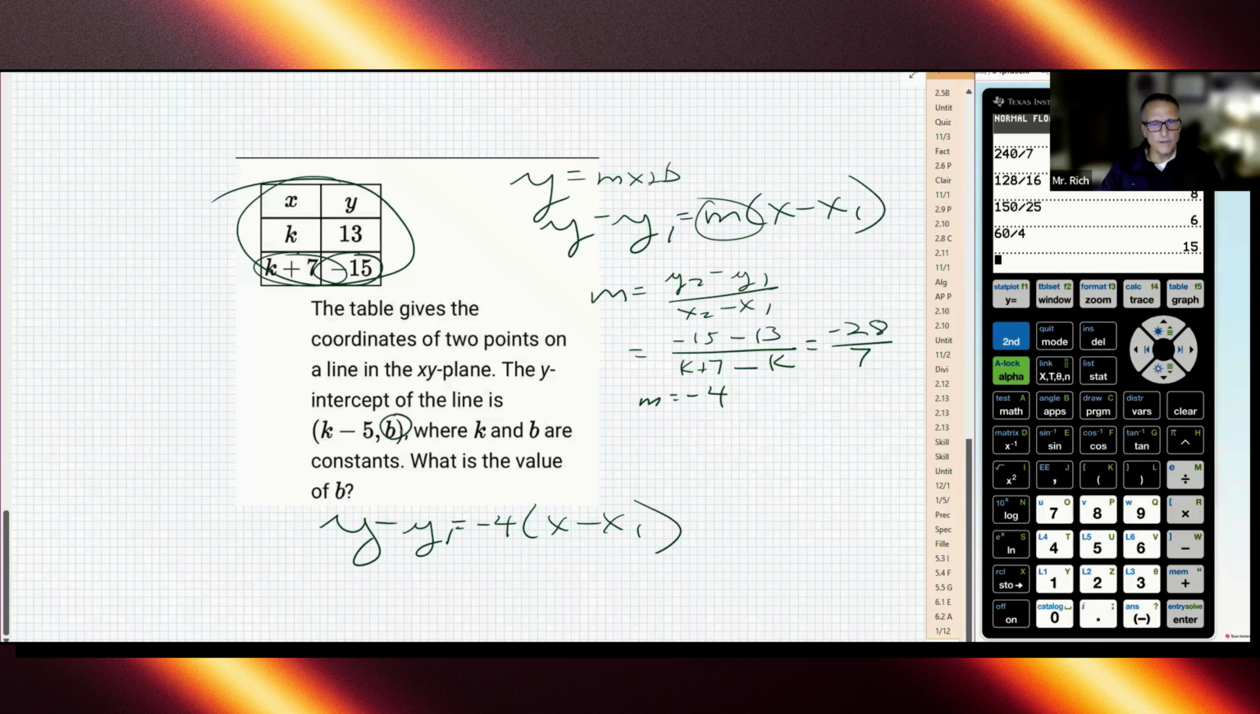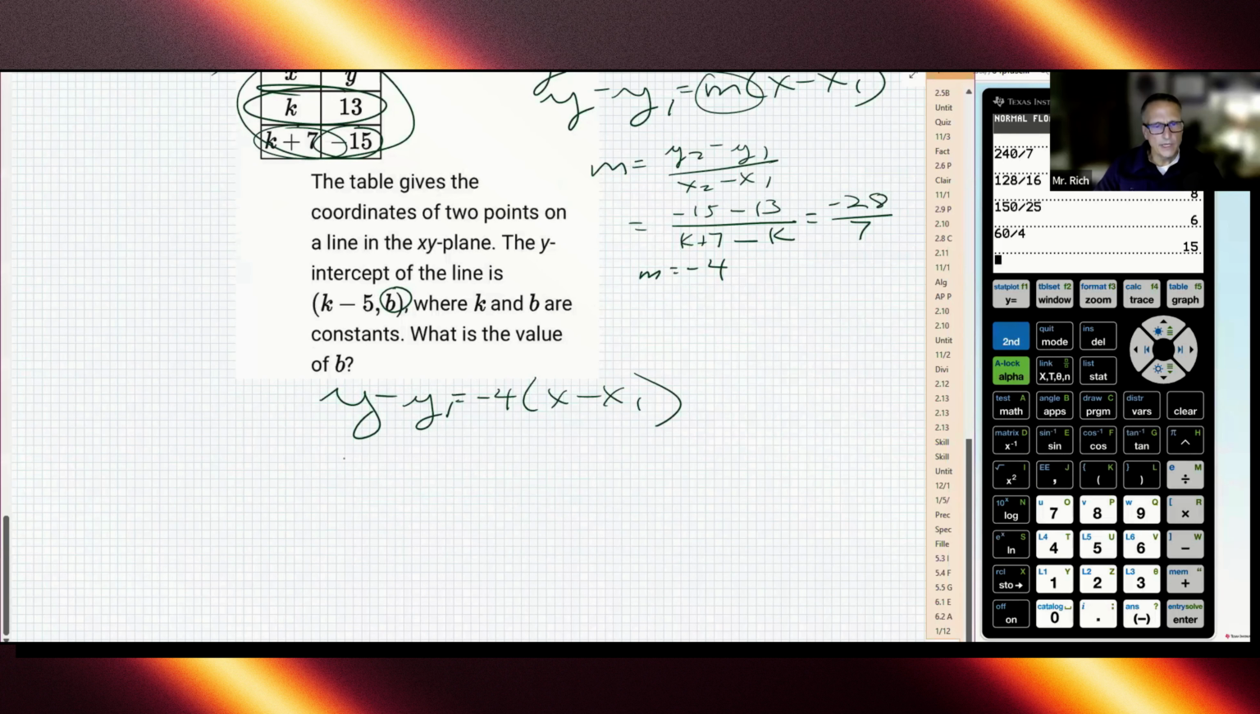b is the y-intercept. Well, what I'm going to do is plug one of the points that I'm given into the point slope equation. That's how we always do it. We say, give me 2 points, I'll calculate the slope, stick it in, and then I'll take one of the points that you gave me and throw it into the point slope formula. So if I take the k and the 13, I could take either one, but that I think is the easier one to use. It would become y minus 13 equals negative 4 times x minus k.